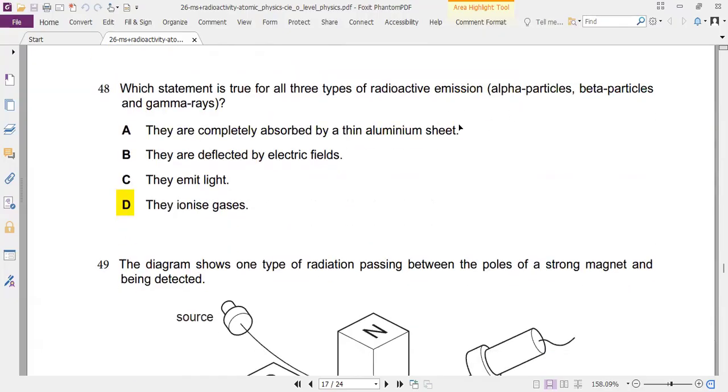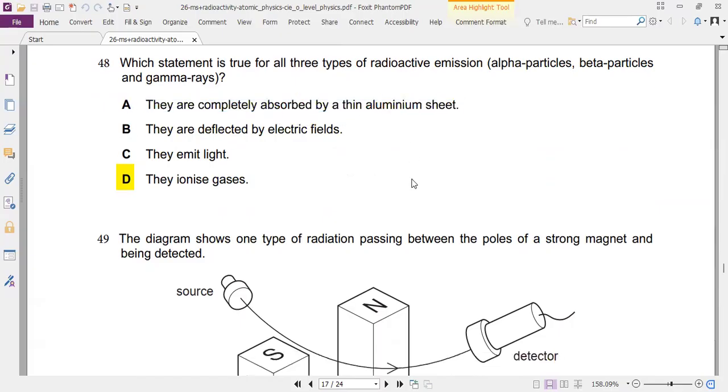All radiations ionize gases. Why are A, B, C wrong? They emit light? No. They're deflected by electric fields? Gamma is not. They're completely absorbed? No. Gamma is not.